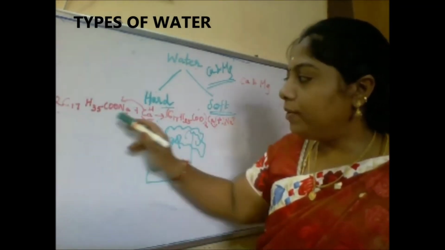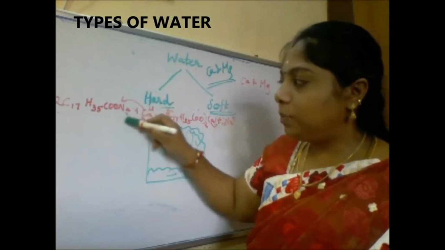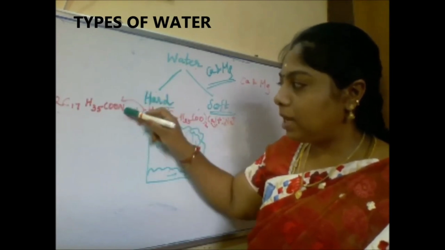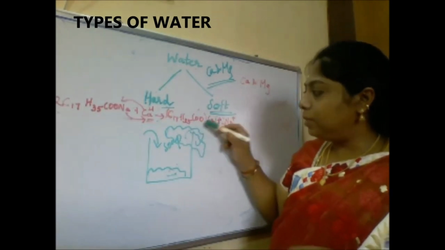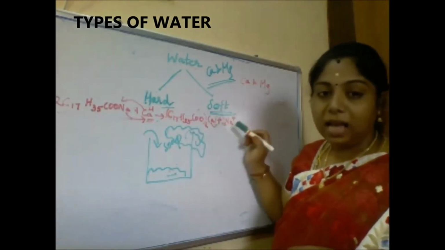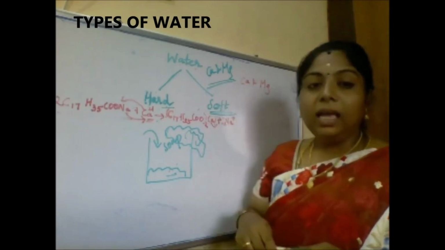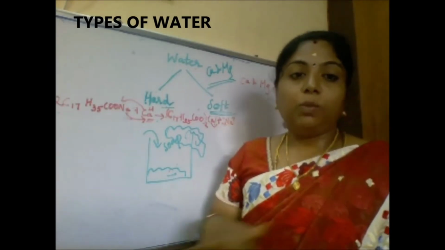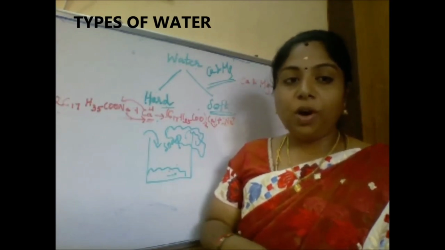When calcium is added to the soap, it replaces the sodium ion present in the soap. Calcium replaces it, and sodium is liberated separately. So we get a white precipitate that settles down, and the sodium ion is set free. In the case of soft water, it produces lather, but it will not produce a white precipitate. So these are the types of water.